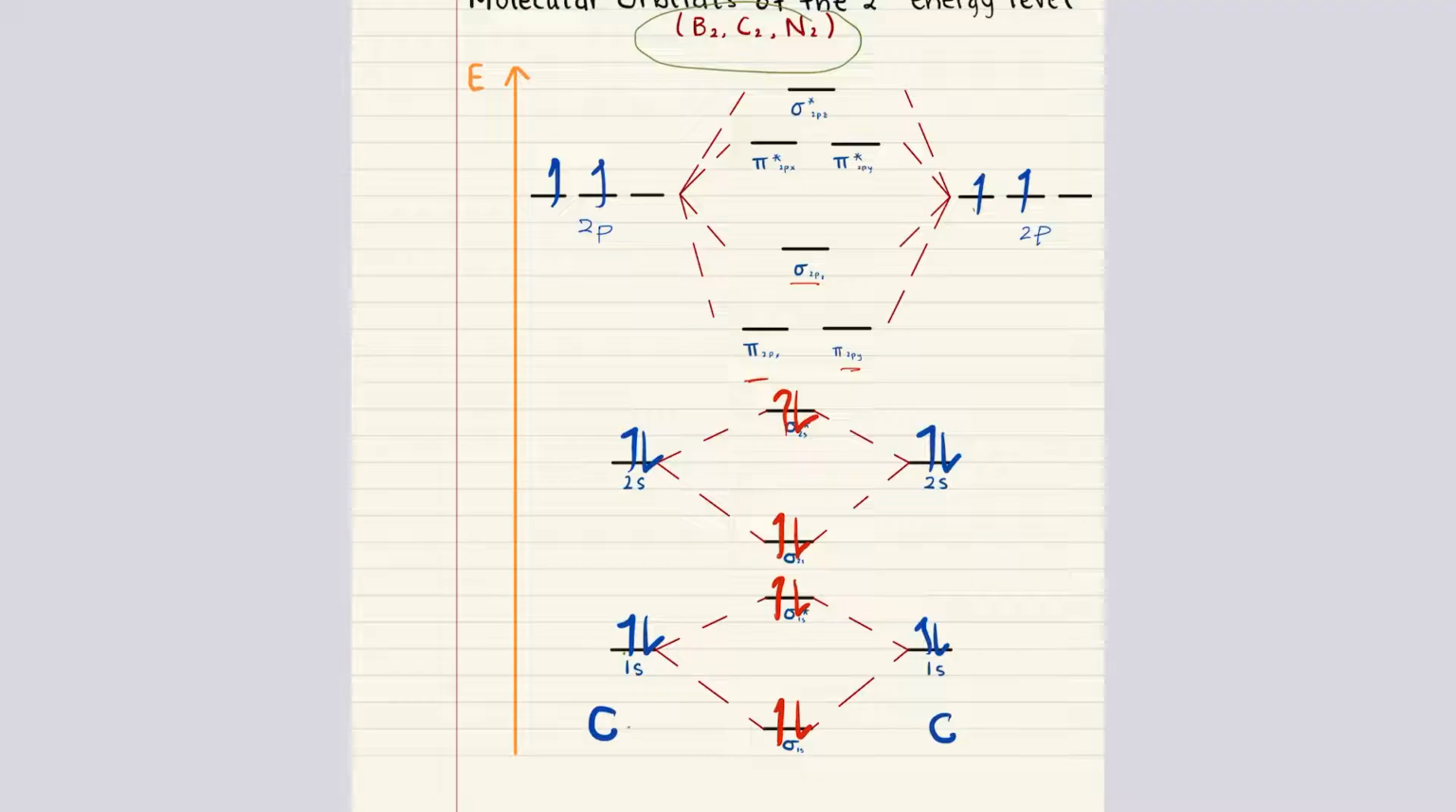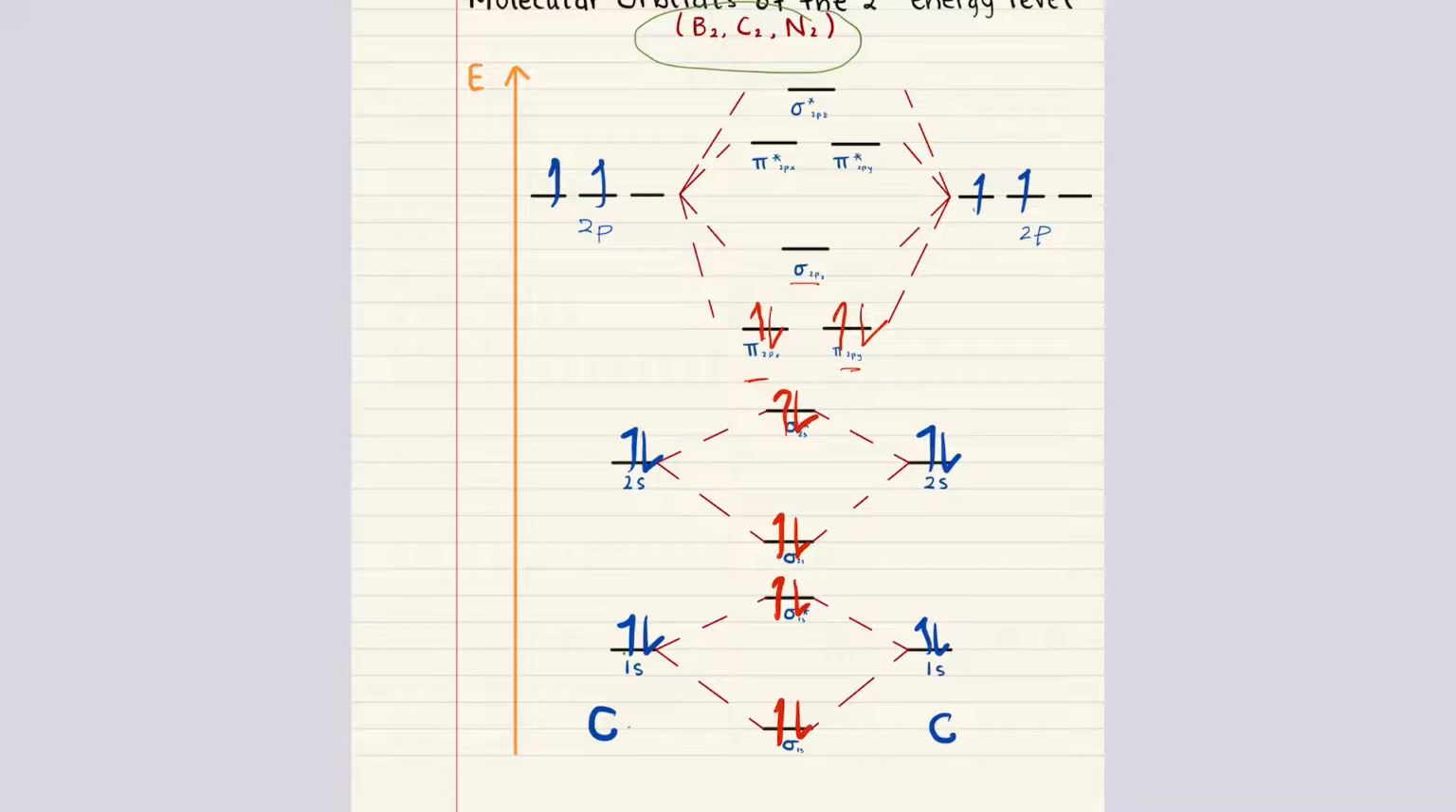Following Hund's rule, we place 1 electron in each of the 2 degenerate pi 2p orbitals before we pair them up. This results in all 4 electrons filling the pi 2p bonding orbitals completely. This means that there are no unpaired electrons in the 2p molecular orbitals, making dicarbon diamagnetic, meaning it only has paired electrons and it's not attracted to the magnetic field.